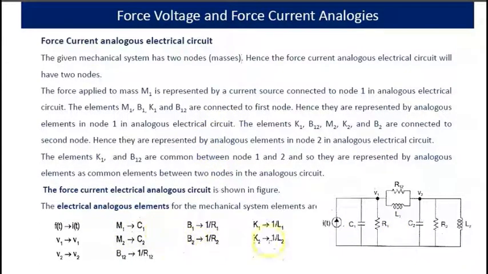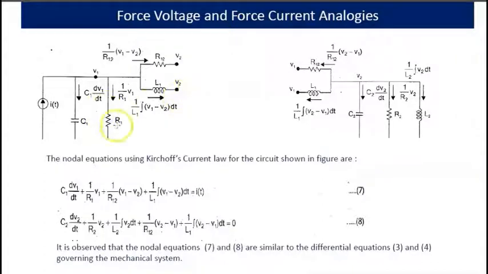We have to write the analogous values from the table. Check which elements are common. Draw like that. And nodal equations by using Kirchhoff's current law can be written for this circuit, and you will get these two equations. It is observed that these two equations are similar to the differential equations of the given mechanical system. So this is force current analogous circuit.